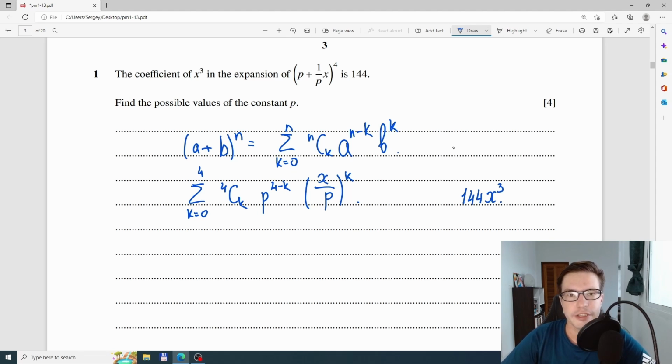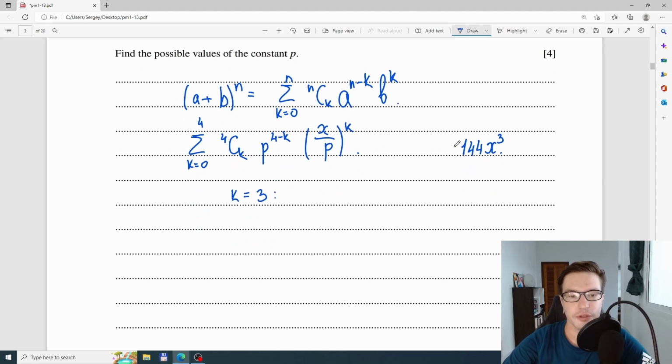I'm not going to expand the full thing. I will only find the coefficient that I'm looking for, which is the coefficient of x to the power of 3. Just by looking at this formula, we can see that we're interested in the case where k equals 3, because that's how I can get x cubed from this expression. So substituting k equals 3 into this formula will give us 4C3, next, p to the power of 1, x cubed over p to the power of 3.